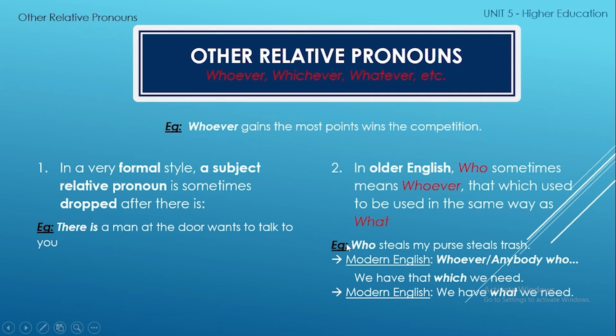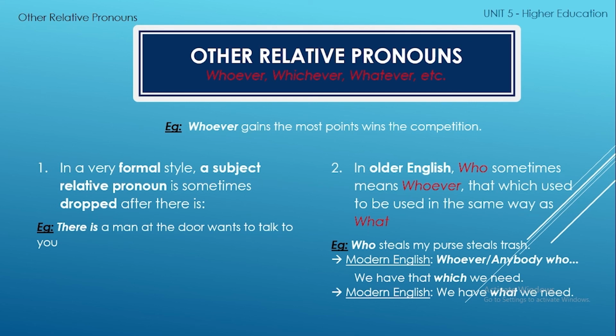There are other relative pronouns other than who, whom, which, or that. There are whoever, whichever, whatever, etc. For example, whoever gains the most points wins the competition. In a very formal style, a subject relative pronoun is sometimes dropped after there is. For example, there's a man at the door who wants to talk to you.